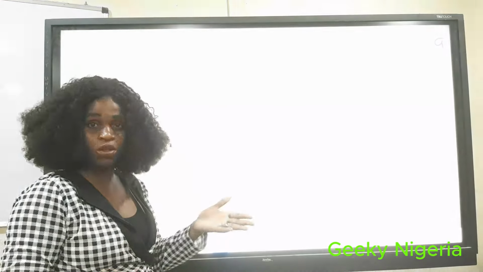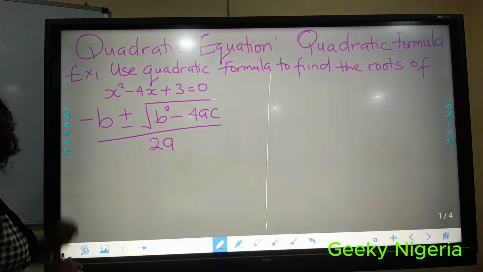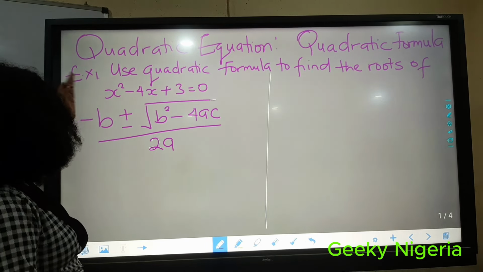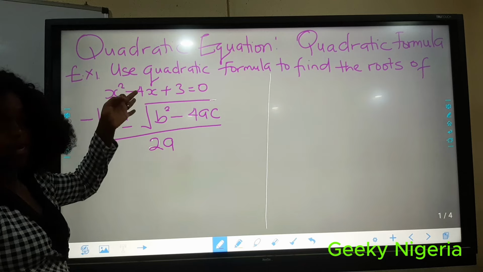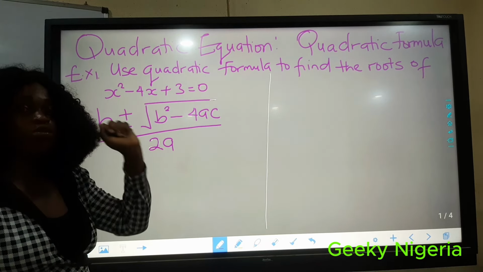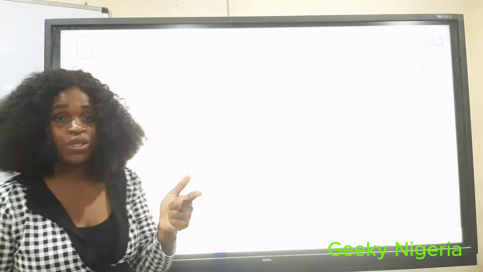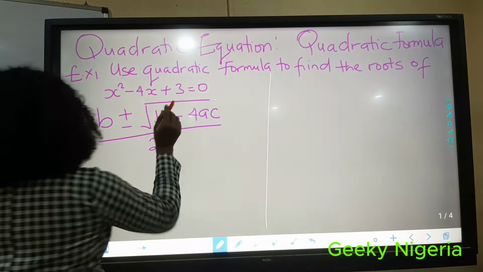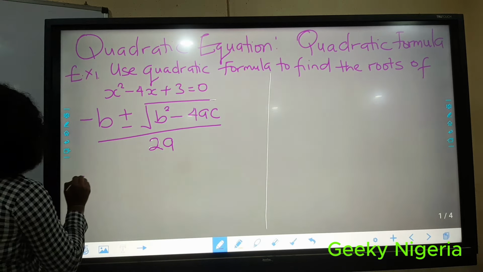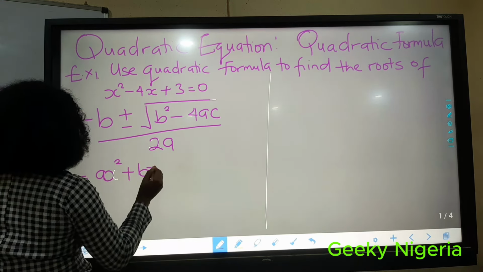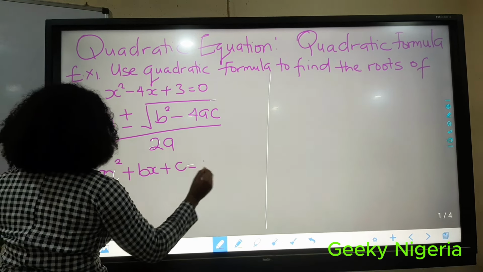We have done two other ones. We have done using the completing the square method, and we have done by factorization. So now let's solve this question. It says, use the quadratic formula to find the roots of x squared minus 4x plus 3 is equal to 0. As I always say, identify your a, your b, and your c. So now remember that the general formula is what? ax squared plus bx plus c is equal to 0.